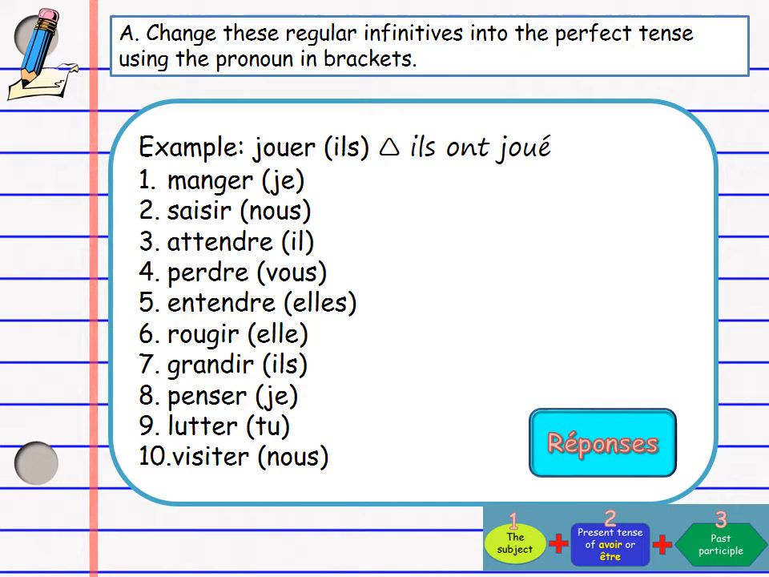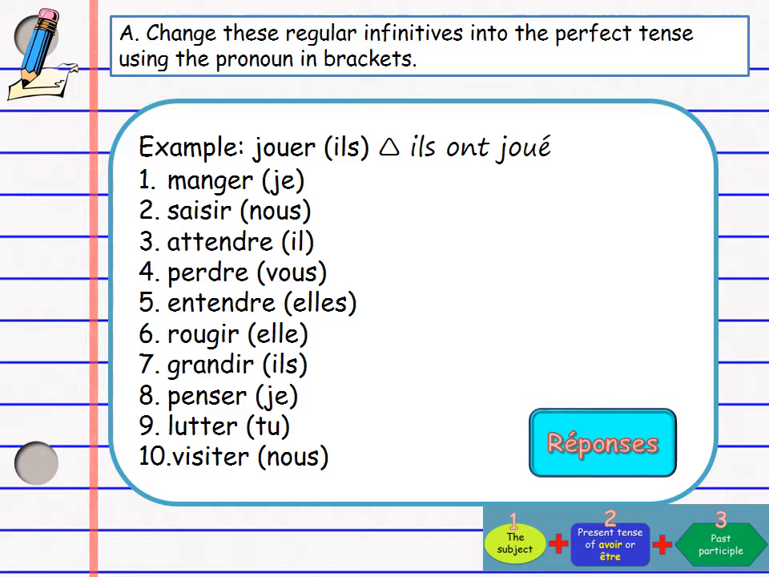In brackets, you've got the pronoun that you're going to use, il. So you're going to have to find the correct form of avoir to go with il, and that gives you your perfect tense. Ils ont joué. They have played, literally, but we would probably translate it as they played.